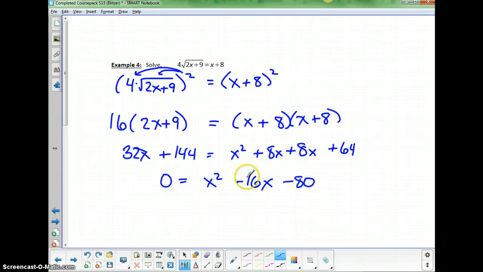Okay, so I wanted to set this equal to 0 so that I could begin to factor it. When I factor it, I'm going to start with x in each parenthesis because I've got a coefficient of 1, and I'll look for two numbers that multiply to negative 80 and add to negative 16.